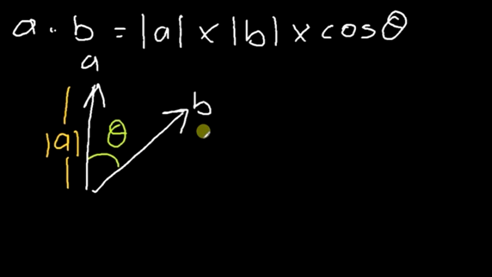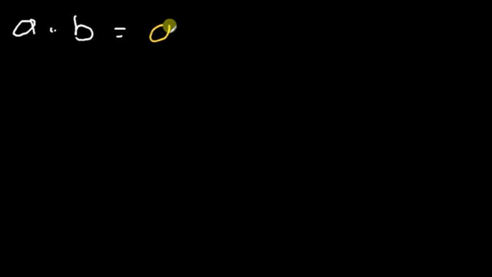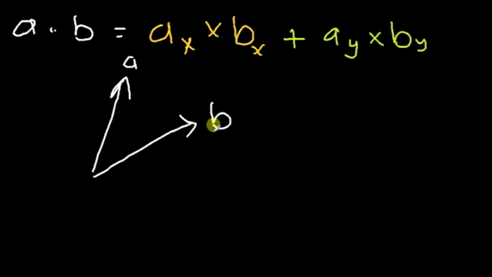You can also calculate the dot product this way. A dot B is equal to A x-axis multiplied by B x-axis plus A y-axis multiplied by B y-axis. We multiply the x's and multiply the y's, then add, and it will result in the same dot product. Both of these methods work.